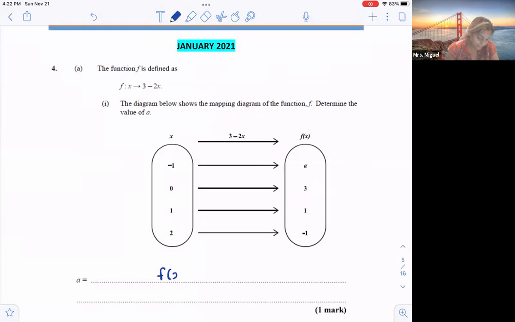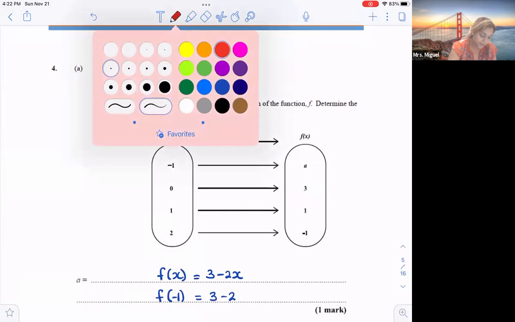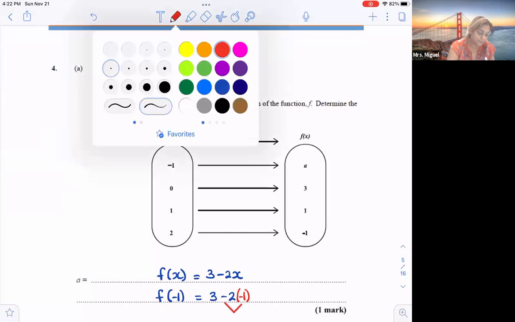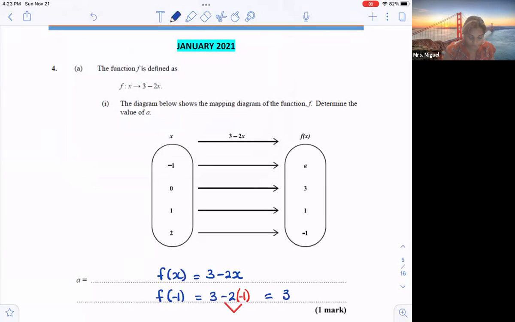So f of x is defined as 3 minus 2x. They want you to find f of minus 1. The constants, which are the numbers, they stay the same. The only thing that changes is my value for x. Instead of x, I am going to put -1. So this makes it a little bit complicated because I have a negative here and a negative. Two negatives are going to multiply to form a positive. So this is 3 plus 2, which is equal to 5.